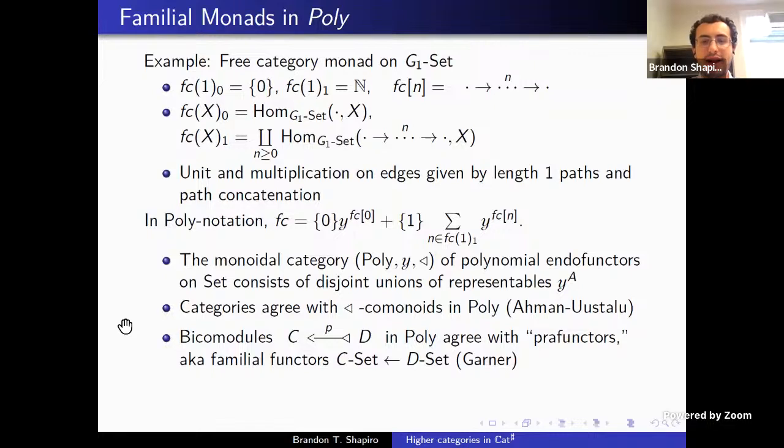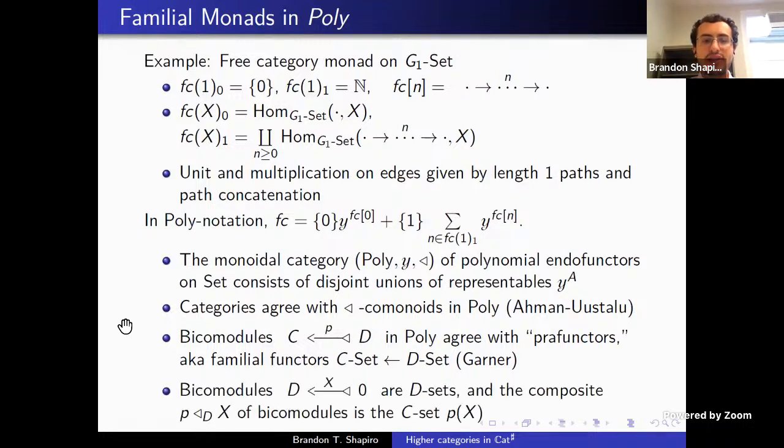We can build up this bicategory of categories and bicomodules between them and transformations and use them to talk about familial functors. And we can also use them to talk about D sets themselves. So I mentioned before, a familial functor from 0 sets to D sets is just a D set. And so among polynomial comonoids and bicomodules, we could write that as this bicomodule, which we denote using these sort of fancy arrows, from 0 to D. And this is going to help us with the diagrams.